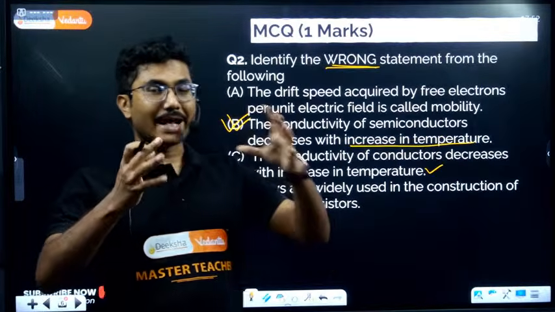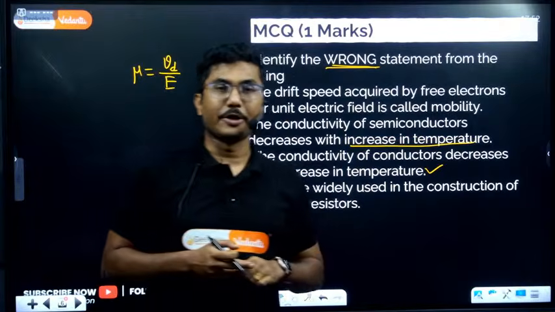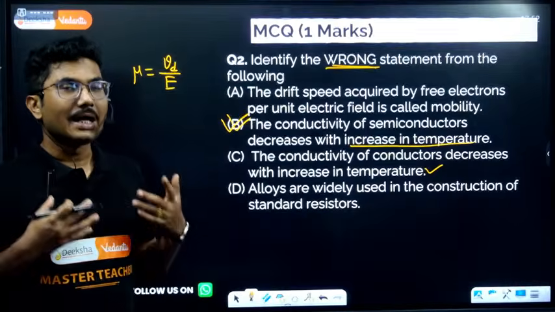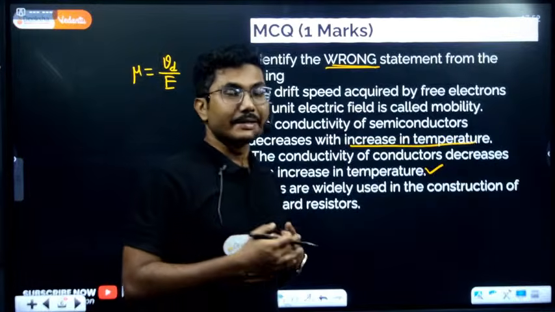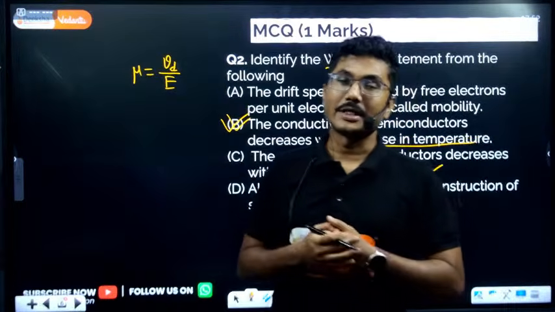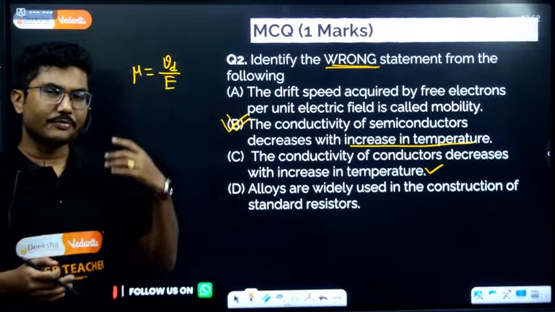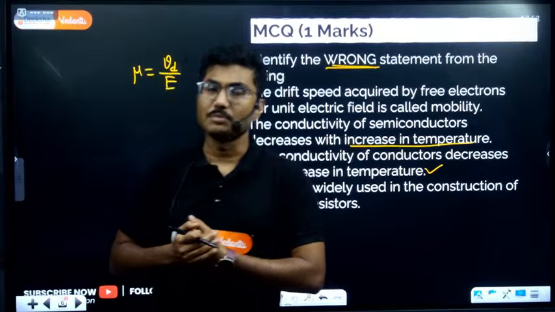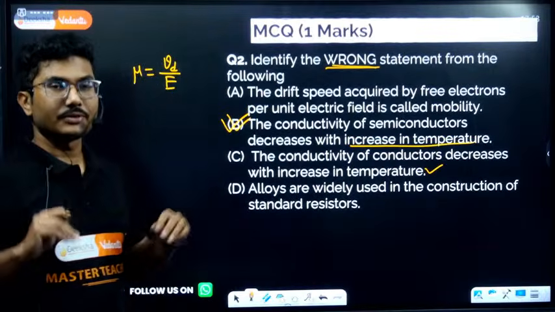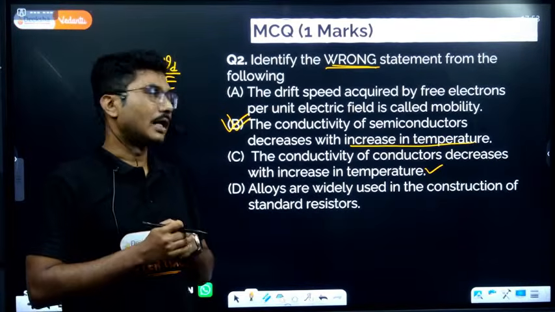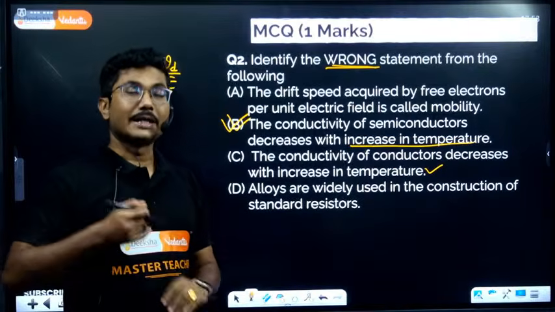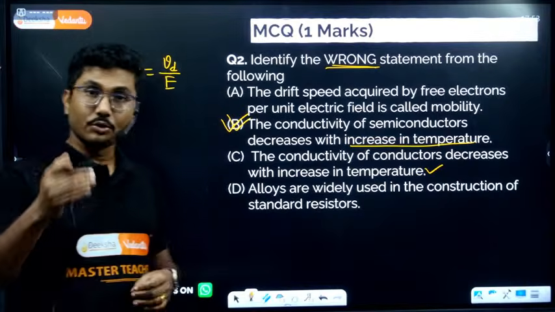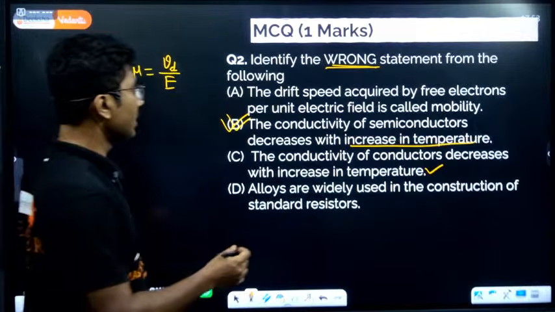So if you see the standard resistance box that you use in your laboratory, they are made of nichrome or manganese, because they are super heat resistant, and their resistance does not change over temperature. Even if you change the temperature by thousands of degrees, their increase in resistance is very small. That's why alloys are used to manufacture standard resistors, where the resistance has to be fixed. So this is also a correct statement.